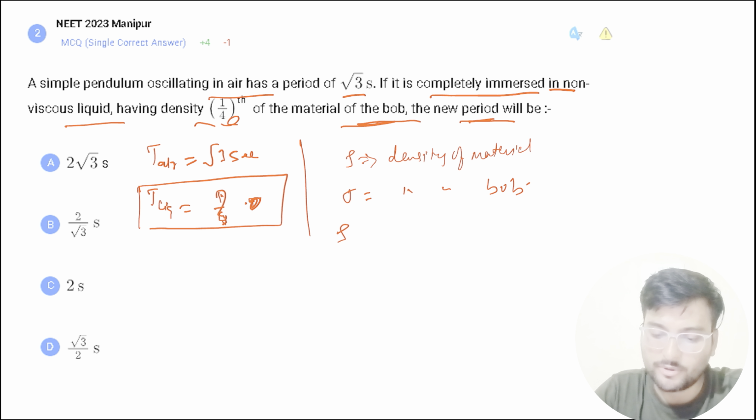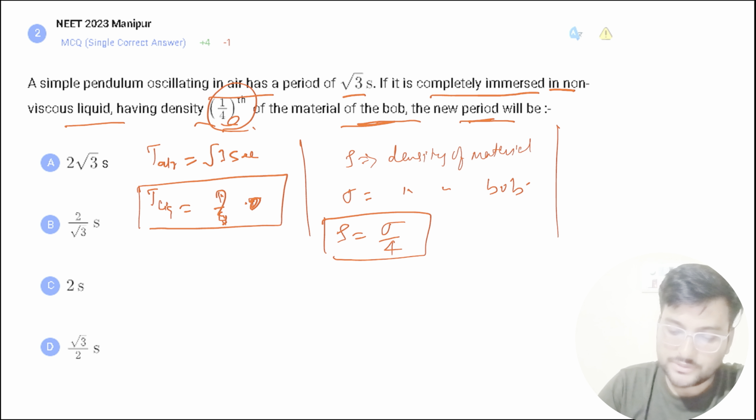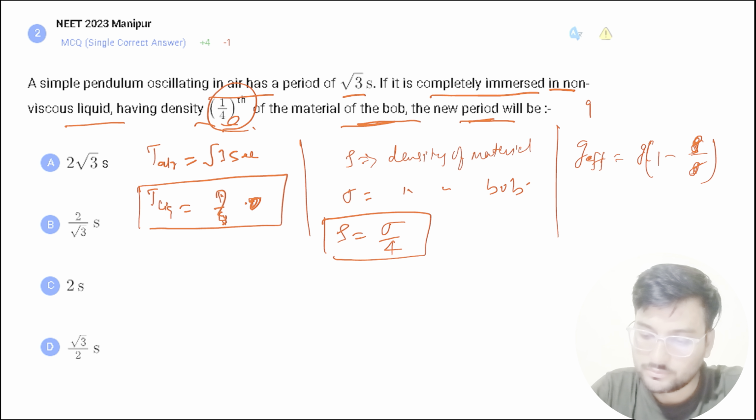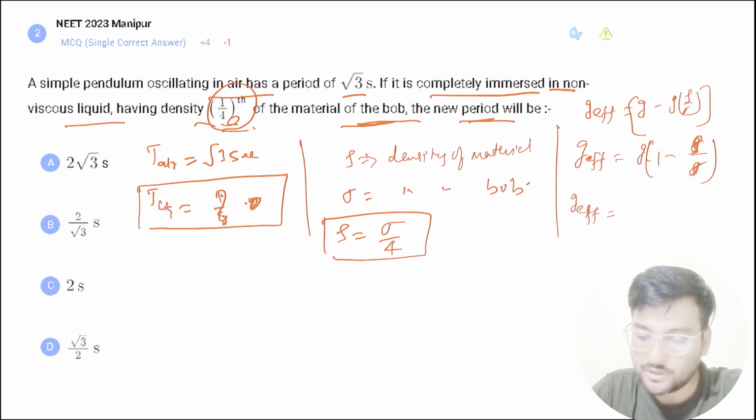So we can say that sigma is equal to rho by 4. This is mentioned in the question. Now I am putting in the g effective value. What is g effective? g effective is equal to g into 1 minus sigma upon rho, because g effective is g minus g into sigma by rho. This is the formula.